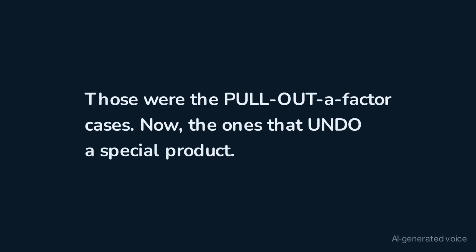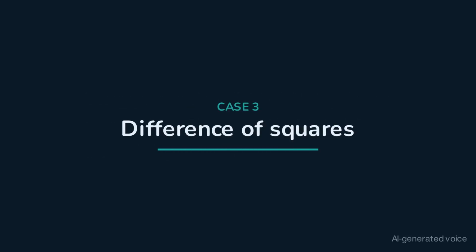Common factor and grouping were about pulling out a factor. Now come the cases that undo a special product, and the first one is beautiful, the difference of squares. Let's continue with the difference of squares. Here we no longer pull out a factor, now we undo a special product. It's two squares being subtracted, and there's a direct formula. I'll show it step by step, calmly.